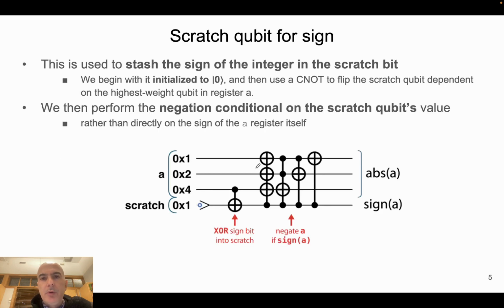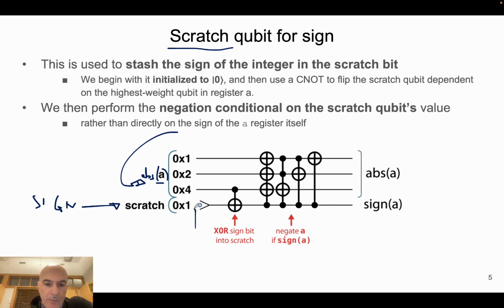An easy way to make this operation reversible is to introduce a scratch qubit. In this case, we have a quantum register A, and then we introduce a scratch qubit to store the sign. What we want to do is to make absolute values of these quantum register values A. What we're going to do is to stash the sign of the integer in the scratch qubit. So we apply a 0 here to the scratch qubit.